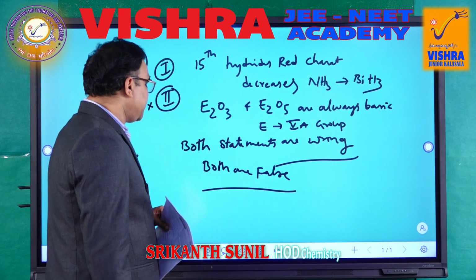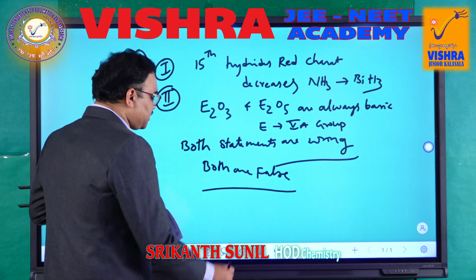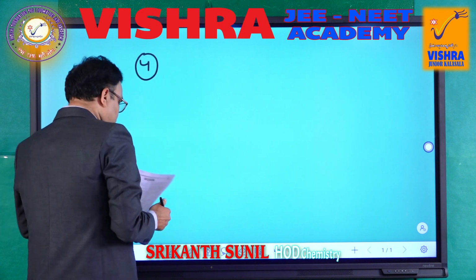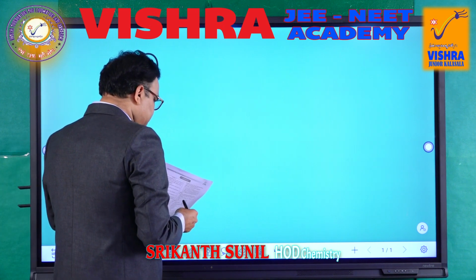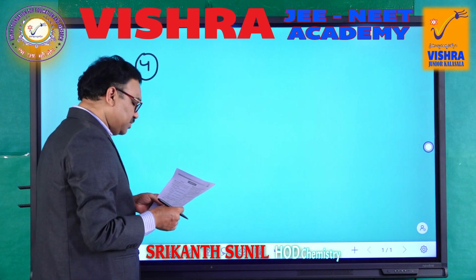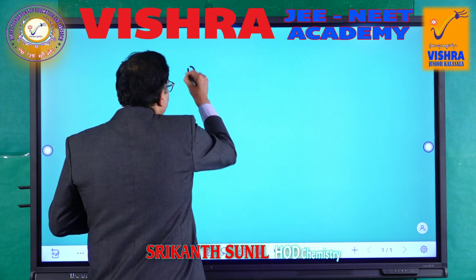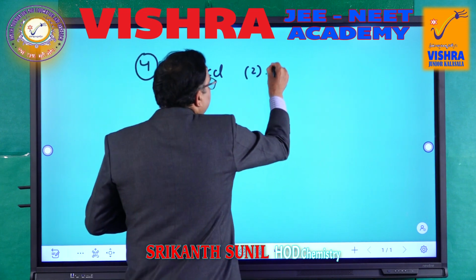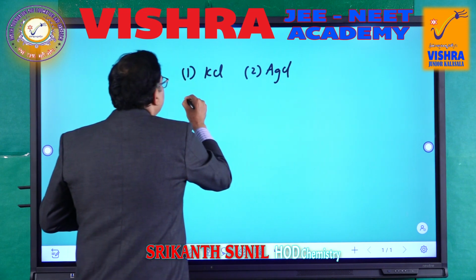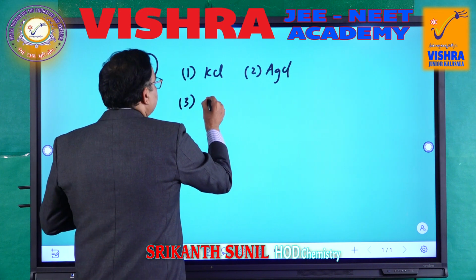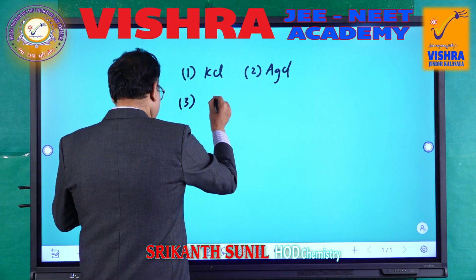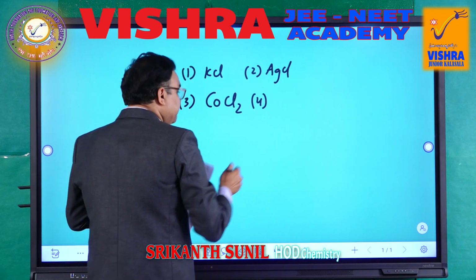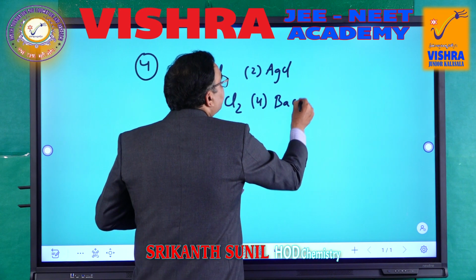So this one was question number 3, students. I think all of you understood the concept. So let us go to question number 4. Very interesting. It is based on Fajan's rules and they gave 4 options. First one is KCl, second one is AgCl, silver chloride, third one is cobalt chloride, and fourth one is BaCl2.